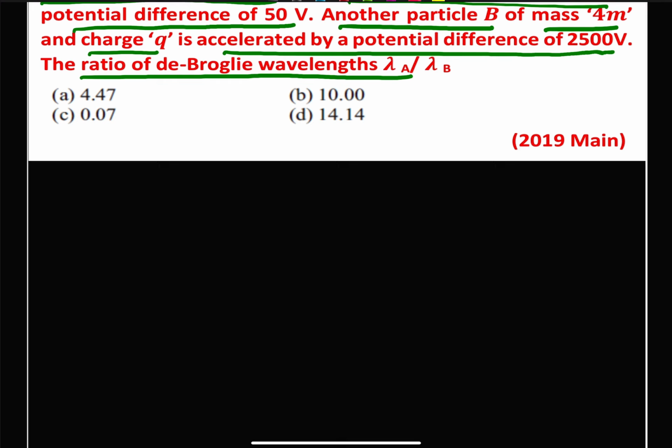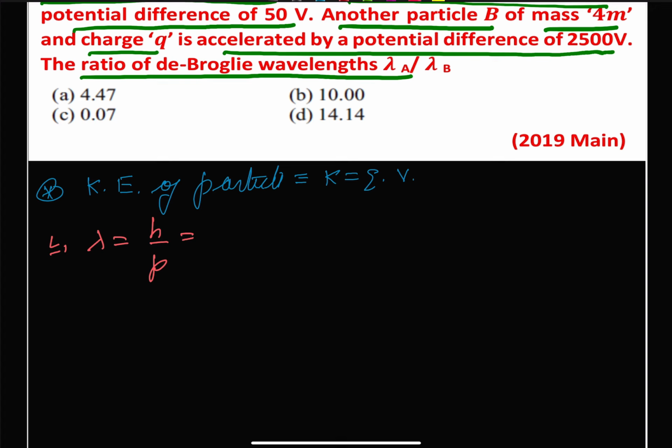So we can say that the kinetic energy of a particle, let us suppose that is given as K, will be equal to q multiplied by the potential difference. And we can also write that wavelength lambda is equal to h upon momentum p, or we can write this as h upon square root of 2mK. And K is in terms of q and V, so we can write this as h upon square root of 2mqV.